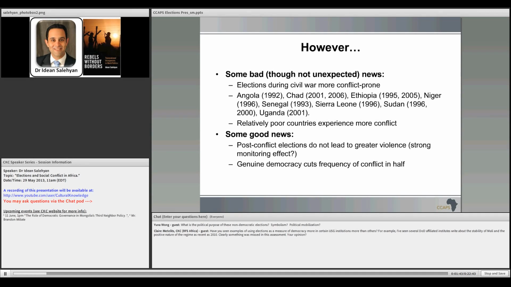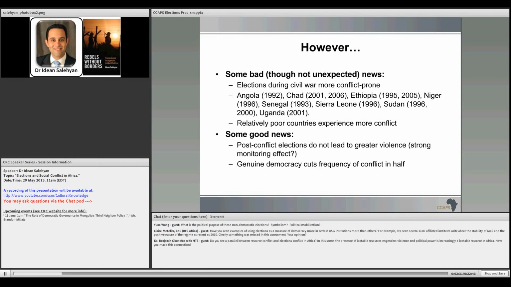Now, some good news. We actually didn't find that post-conflict elections, elections that occur within 12 or 24 months, depending on how you measure it, led to any significant increase in violence. We have to do a little more research to ascertain why, but my initial hunch is that there might be a strong monitoring effect in those elections. Typically, these peace accords are accompanied by a UN or AU peacekeeping force, quite a bit of international scrutiny and aid, and it might be the case that this international attention and the presence of peacekeepers can actually dampen conflict during those very fragile post-conflict months.